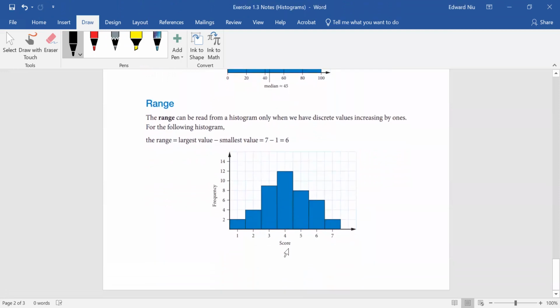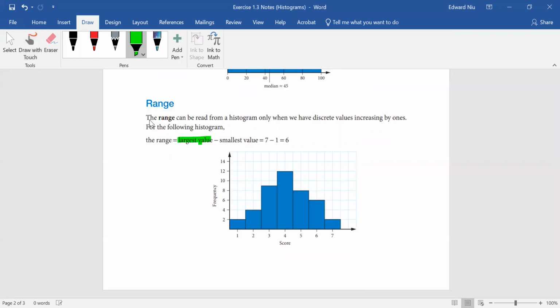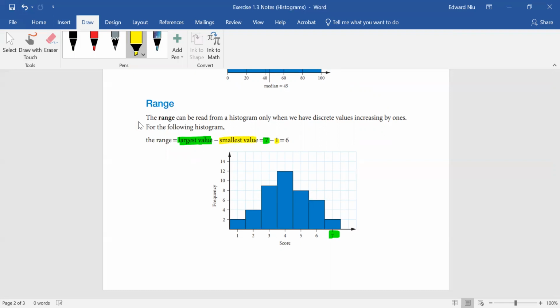Range, on the other hand, is a lot easier to see, especially with discrete histograms. Okay, the range is always the largest value, take away the smallest value. Here, the largest is 7, smallest is 1. Just in case you forget in an exam, I'll try and color code this for you. All right, so the largest value is 7. Okay, the smallest value is 1. Which would give us the answer of 6.